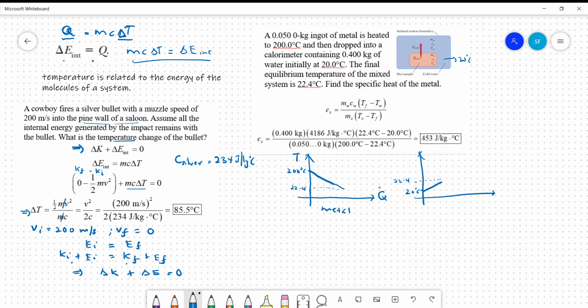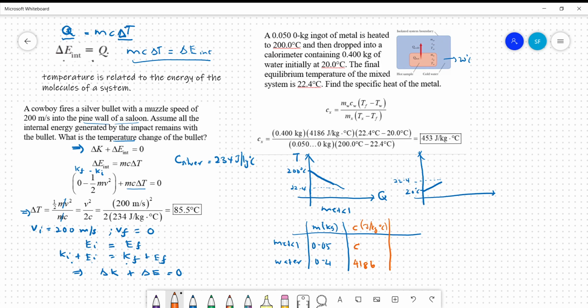Now, you can also make a table, since we have two substances here. Here we have the metal, with mass 0.05 kilogram, and then the water, which is 0.4 kilogram, in kg. Then we have the specific heat. As for the metal, we don't know the specific heat. For the water, we know the specific heat is 4186 joule per kilogram per Celsius.